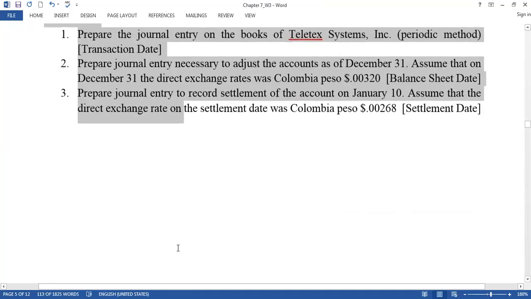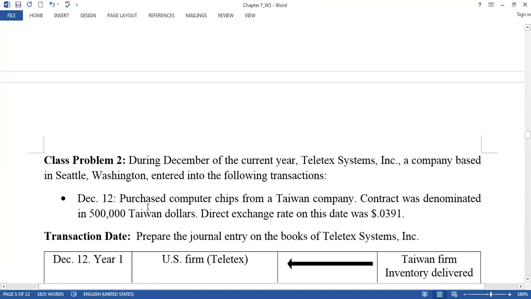Okay. Now we have another question, problem 2. Problem 2 is based on the import. Before, you export, right? Export means you will receive this money. Now we are going to import. You are going to import means you are going to buy something and you have to pay.